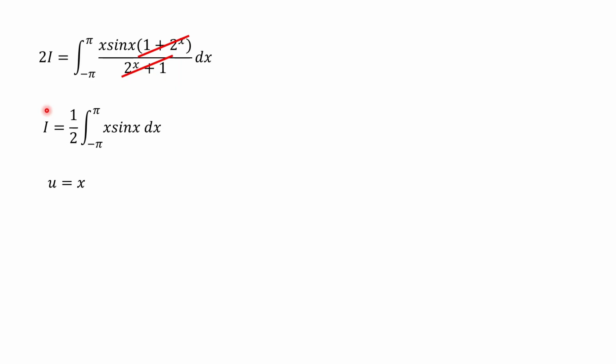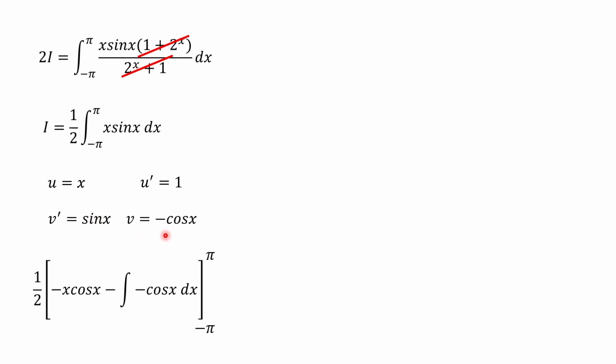So if we just say u is equal to x, and u prime is 1, and then v prime is sine x, so v is equal to minus cos x. So then by parts says that this integral will equal vu minus the integral of vu prime dx. Just like so. So v is minus cos x and u is x, so that multiplies to minus x cos x, minus u prime v, which is just 1 times minus cos x, which is minus cos x.